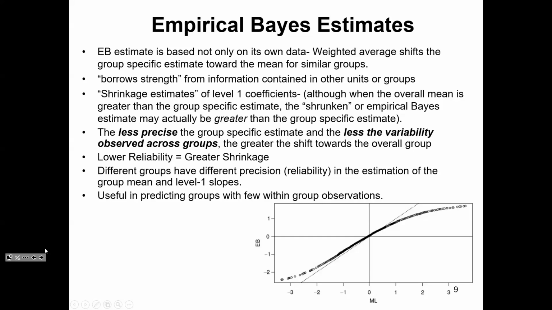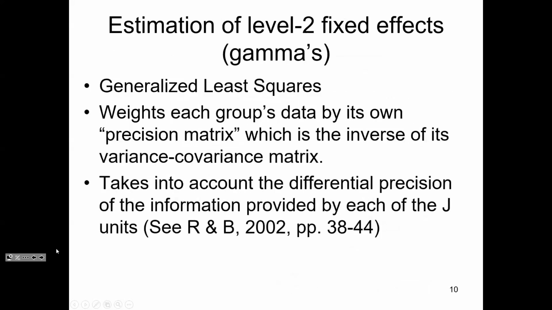Okay, yes. Pam says we need to move forward. Okay, so estimation of our level 2 fixed effects. We're going to use something called generalized least squares. If we're using REML, we're going to use GLS for the estimation of our level 2 fixed effects. And this is going to weight each group's data by its precision matrix. And again, same idea that we were talking about with empirical Bayes estimates. We're going to take into account the differential precision of the information that's provided by each of the J units.